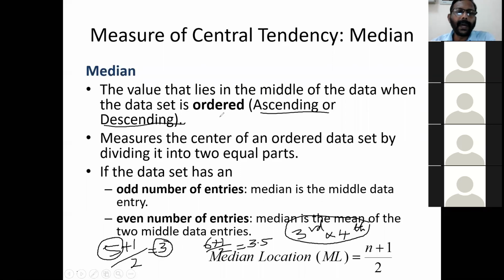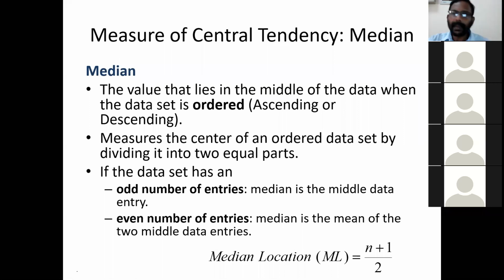If we talk about the median without organizing the data in either ascending or descending order, then you cannot get the actual median. Clear? Kanupriya, clear? Yes, sir. Okay, fine.